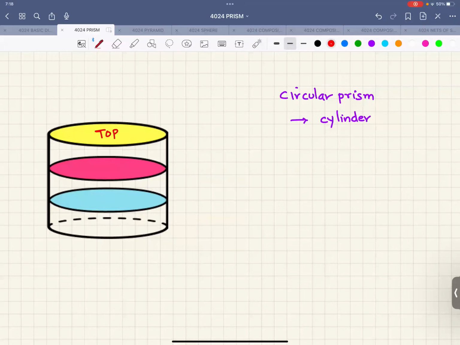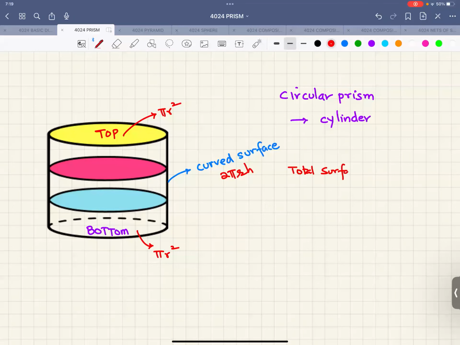This is the top, and then this is the bottom. And then this we have already studied, the curved surface area. And we can add up all the areas. The top has an area of pi r square, that's a circle. Bottom has an area of pi r square. Curved surface area is 2 pi r h. Therefore, the total surface area is the sum of all the areas, that is 2 pi r square, because we are adding this and this, plus 2 pi r h.